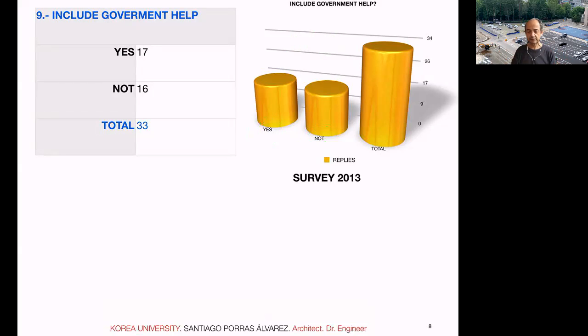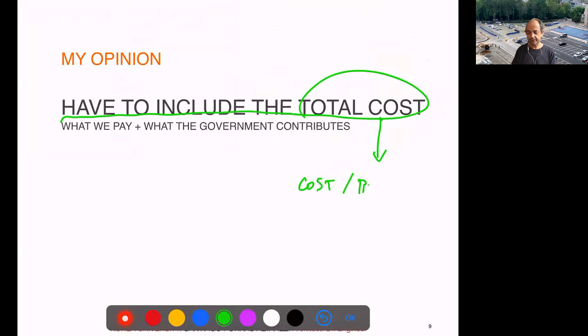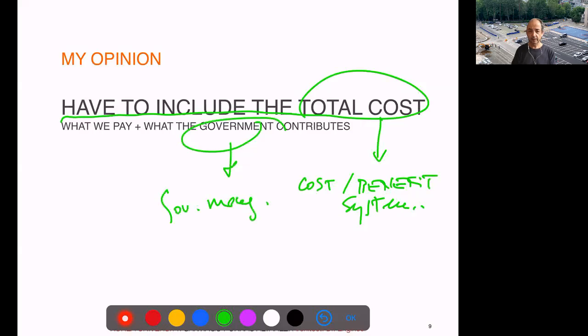I will tell you my opinion, my personal opinion, is that we have to include the total cost. Because we're speaking of the real cost benefit of the system, right? And the government money is personal saving, but still is money, right? Which comes from somewhere. It's money from the system.